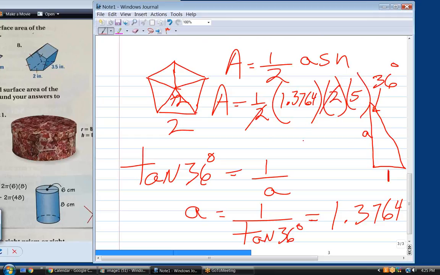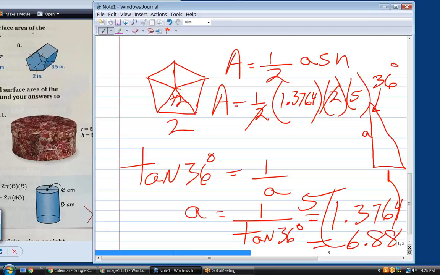2 cancels at that 2. And I want to basically take this answer and multiply it by 5. Now I can round it off. And multiplying this by 5 gives me 6.88, rounded off to 2 decimal places.